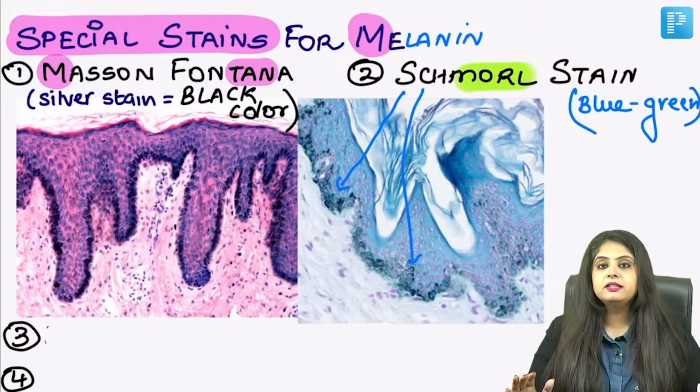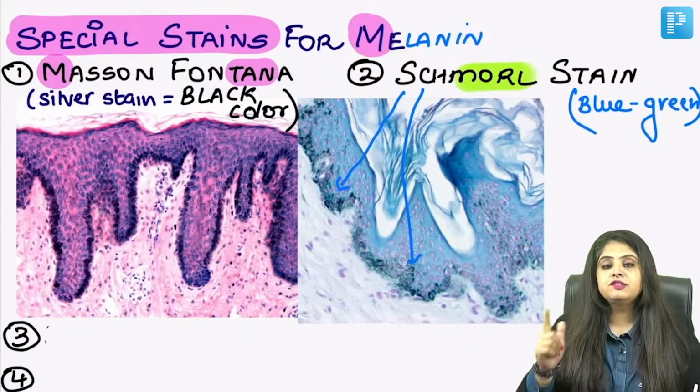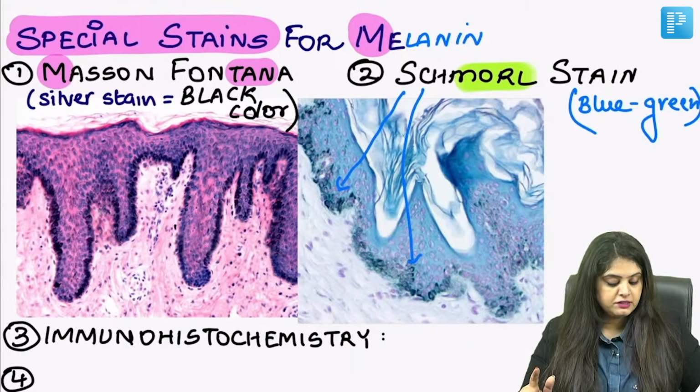Schmoll is for melanin. Mason Fontana, black color. Schmoll stain, blue-green color. Coming to the third stain, that is immunohistochemistry.